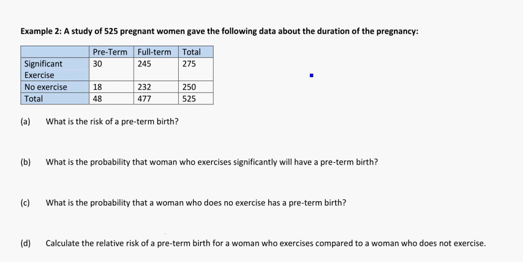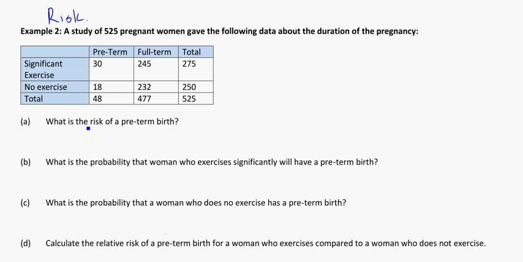This is going to be another example looking at risk and relative risk. In this case, we're going to look at a study with 525 pregnant women. We're given data about the duration of their pregnancy, preterm and full term, meaning they had their child early or they went to the full 9 months for full term. And we're comparing women who did a significant amount of exercise and women who did no exercise at all. So what is the risk of a preterm birth?